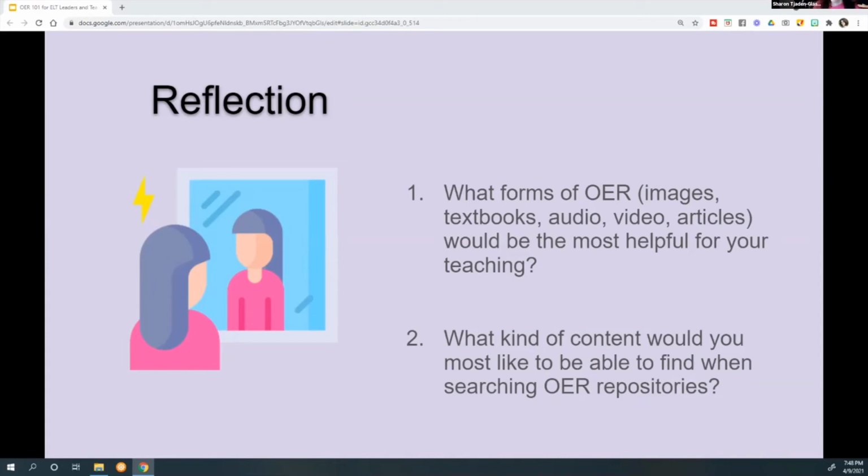Someone's asking, can you please show us how we can search? Do you mean like search on one of these OER repositories? Probably. Yes, you'll get the slides. We're going to put the link in the chat when we're finished.